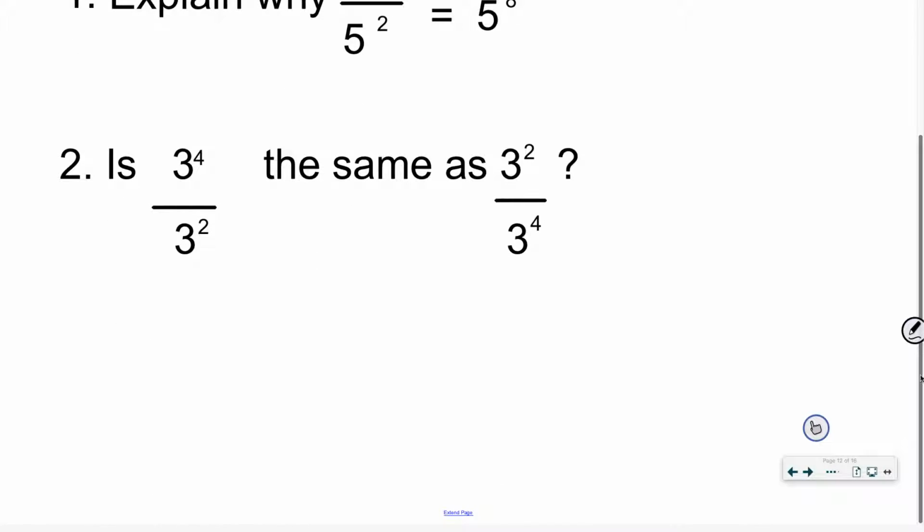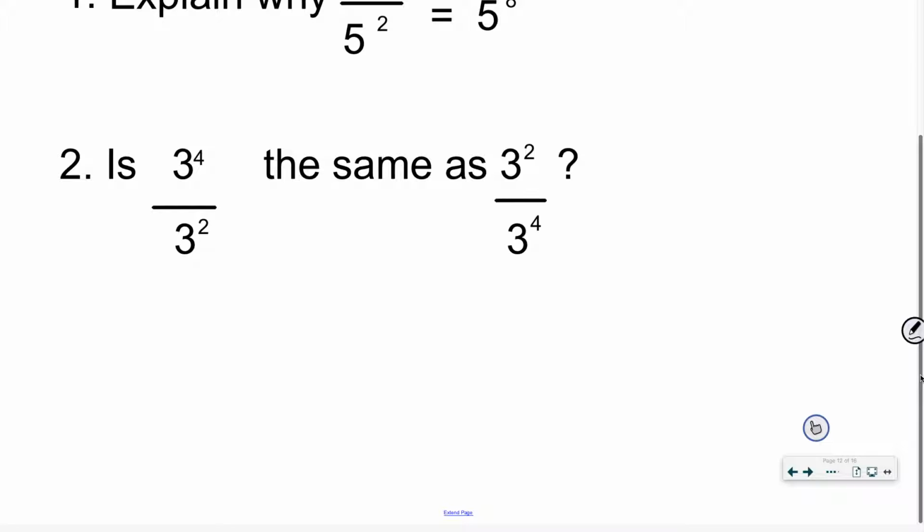Let's take a look at this problem here. Is 3 to the 4th over 3 to the 2nd the same as 3 to the 2nd over 3 to the 4th? No. Why not? Because if you're subtracting from top to bottom, it's not going to be the same. I heard something about the commutative property, about them not being the same.